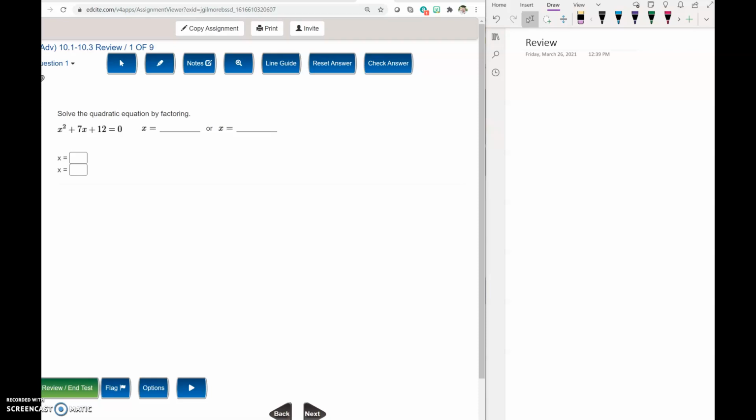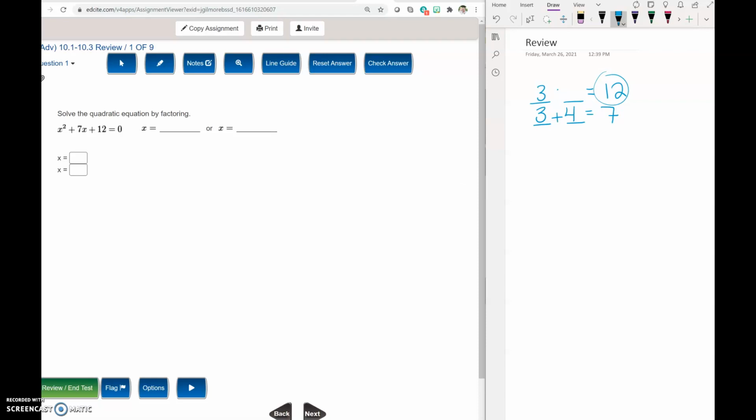This first question is asking us to solve by factoring. So when we're solving by factoring, we are looking for two numbers that multiply to give us the 12. Those same numbers need to add up to 7. So think about ways that you can multiply to get 12. 1 times 12, 2 times 6, 3 times 4.